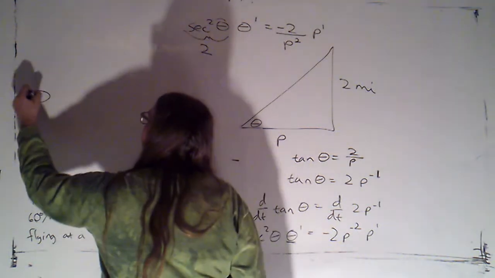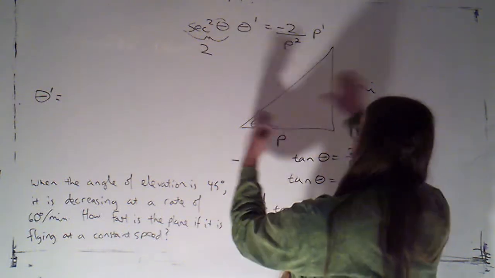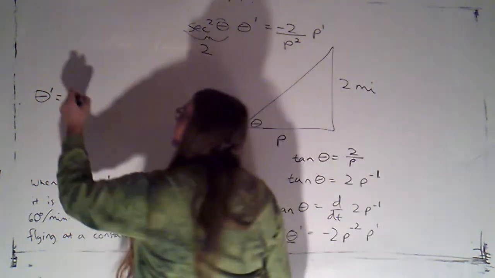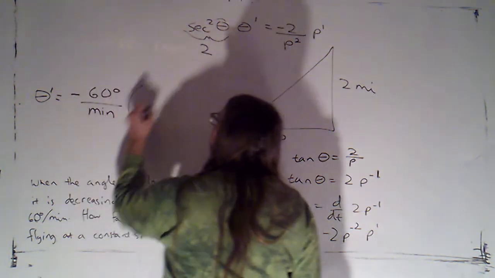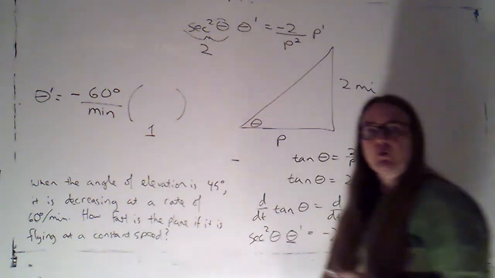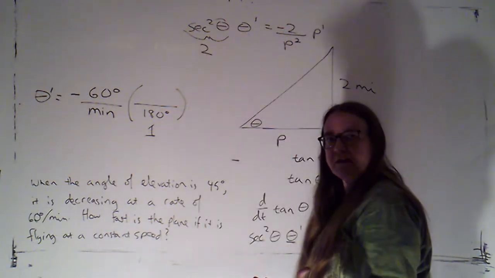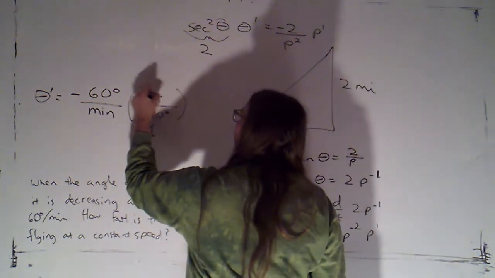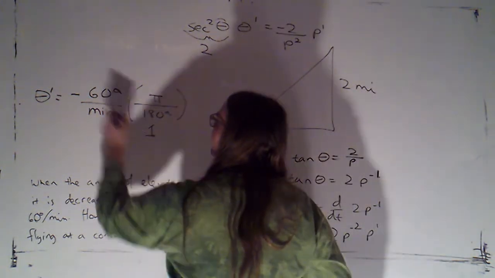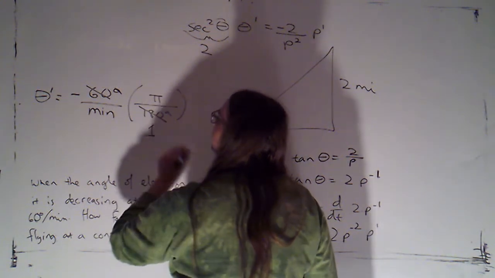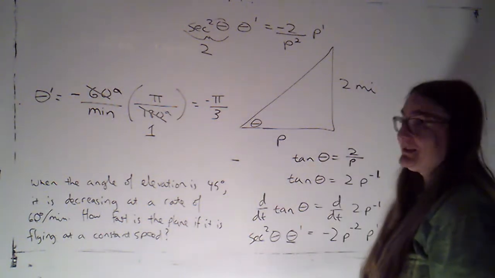Okay. So theta prime is, let's see, we were told the angle is decreasing, which makes sense as the plane flies further away. So it's going to be negative 60 degrees per minute. And we need to convert from degrees to radians. So I want the degrees to cancel, so I'm going to use the fact that 180 degrees, which is half of a revolution, would be pi in radians. That way those degrees will cancel. 60 cancels with 180, and so this becomes negative pi over 3 radians per minute.